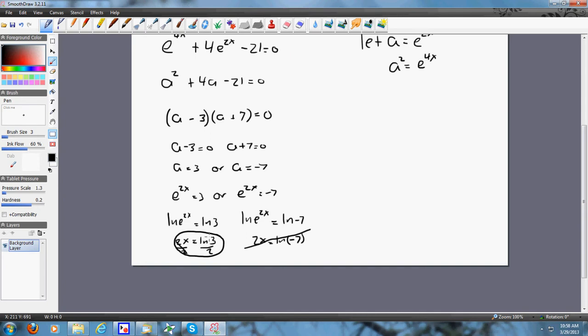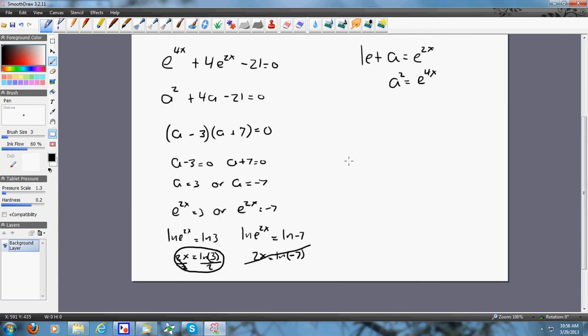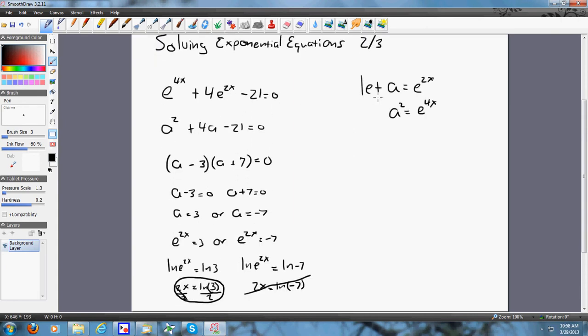And once again, if you do this on your graphing calculator, be careful because you have to close parentheses before you do divided by 2. So that was my first example, and I'm just going to run through real quick. I noticed it was a trinomial, has powers, so I said, alright, well, if a equals e to the 2x, a squared must equal e to the 4x. Then it's just a basic trinomial. Here I substitute back in, and then I solve. Can't be the negative 7 because natural log of negative 7 does not exist in the real numbers.